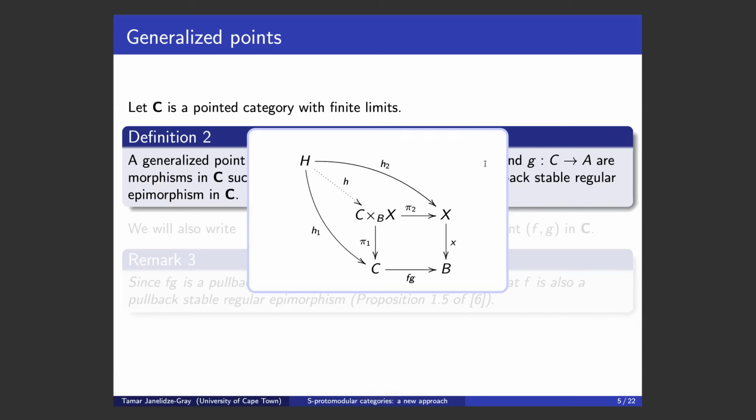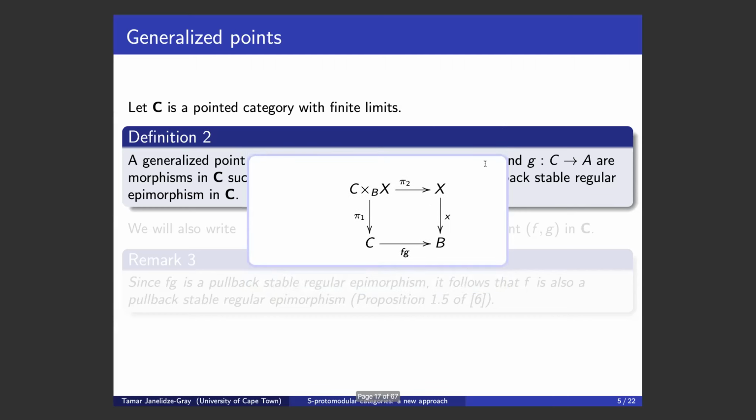And now by pullback stable regular epimorphism, what we mean is that we have FG, which is a regular epimorphism. And by regular epimorphism, well, we have a categorical definition. It's defined as a co-equalizer of a pair of morphisms, but we can think of them, for example, in the case of groups and algebras in general, as just surjective homomorphisms. So by pullback stability, we mean that if FG is a regular epimorphism, then at the top, this morphism over here, pi2, is also a regular epimorphism.